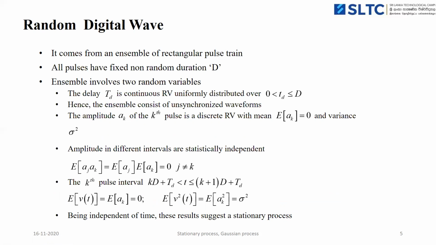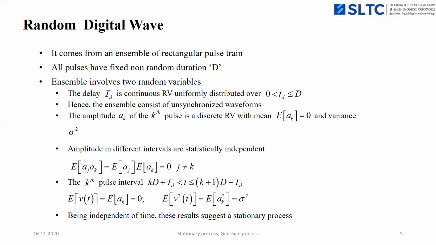Now we'll discuss one example to understand the ergodic process of the given random process. Take the ensemble from the rectangular pulse train. You can take it randomly. So we are telling it is an ensemble random process, and you have to consider some parameters, like all pulses having a fixed and non-random duration.